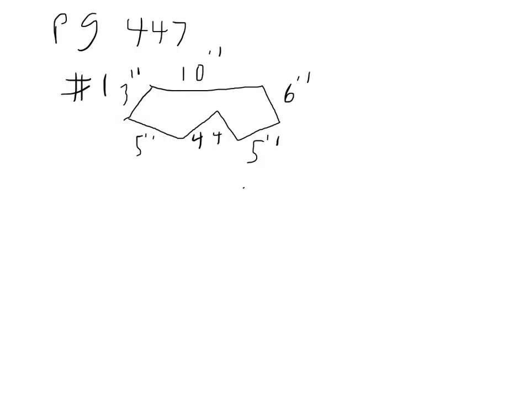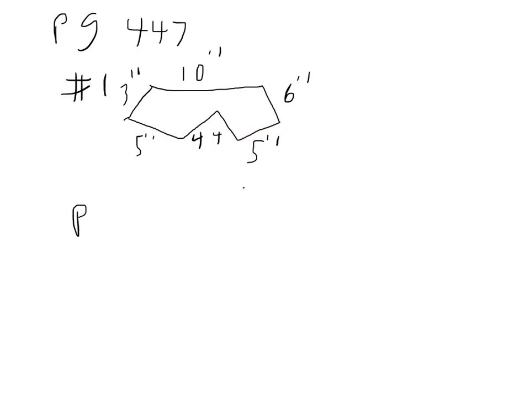Another way of phrasing that is, what's the distance around this object? If you could imagine an ant walking around it, how far would they travel if they walked along every edge and came back to where they started? And so what you need to do is just add up the numbers given, and that'll give you the perimeter.